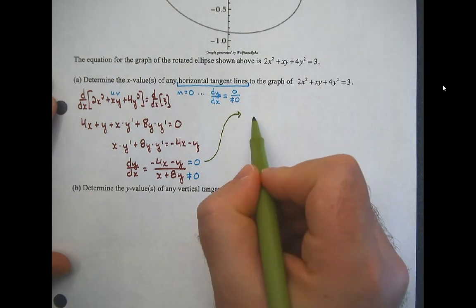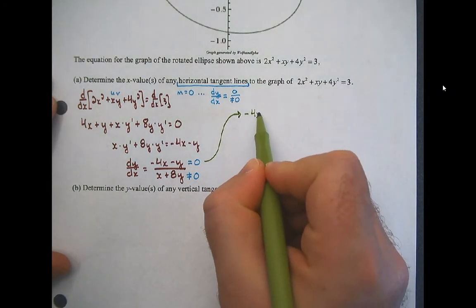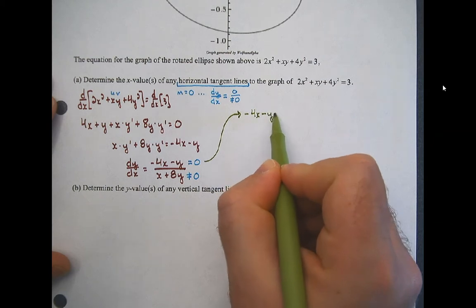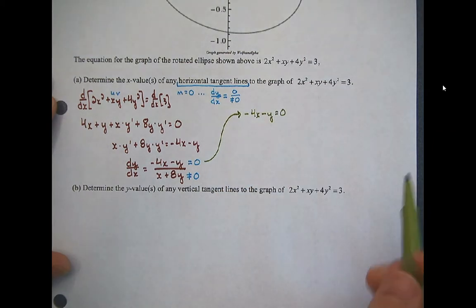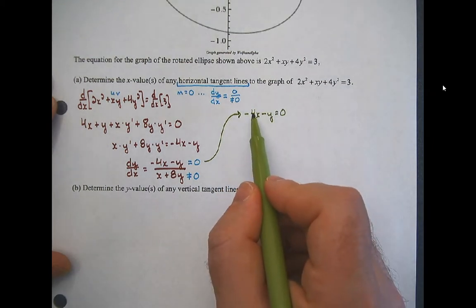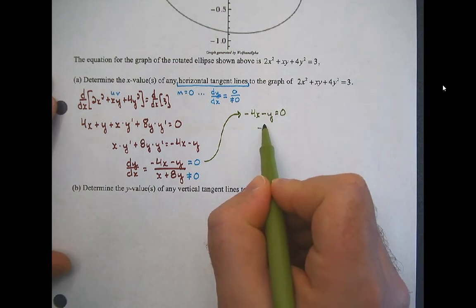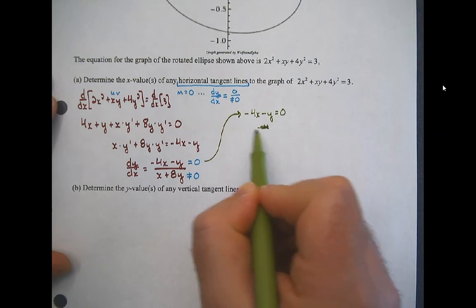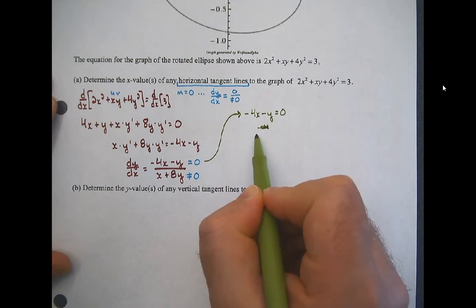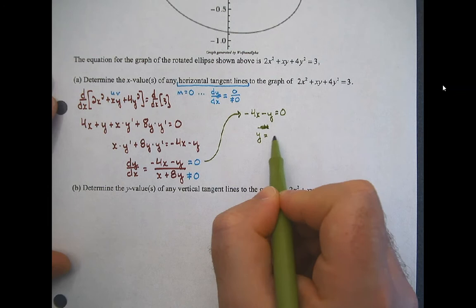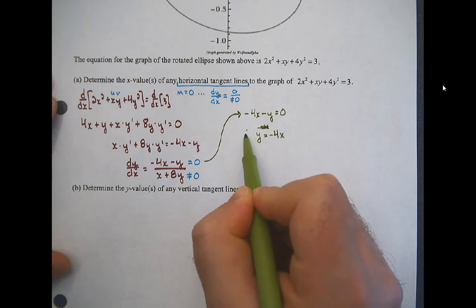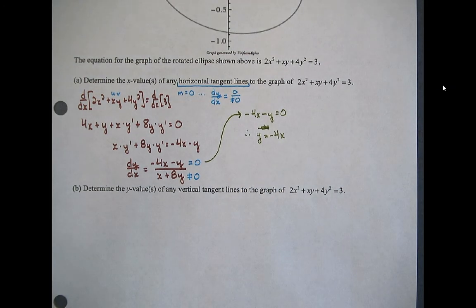So we would get negative 4x minus y equals 0. I'm going to move the 4 and then divide. Either way, we would get y equals negative 4x. Okay, so if y equals negative 4x, what I can do now is find the x values that are associated with that.